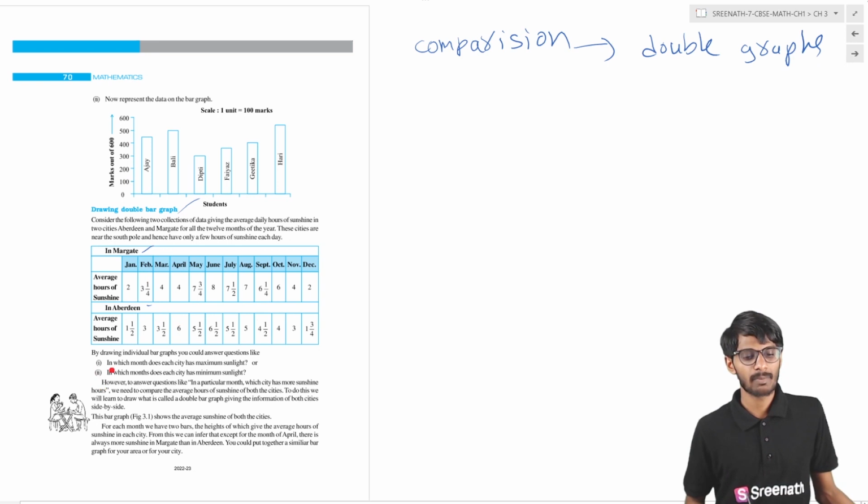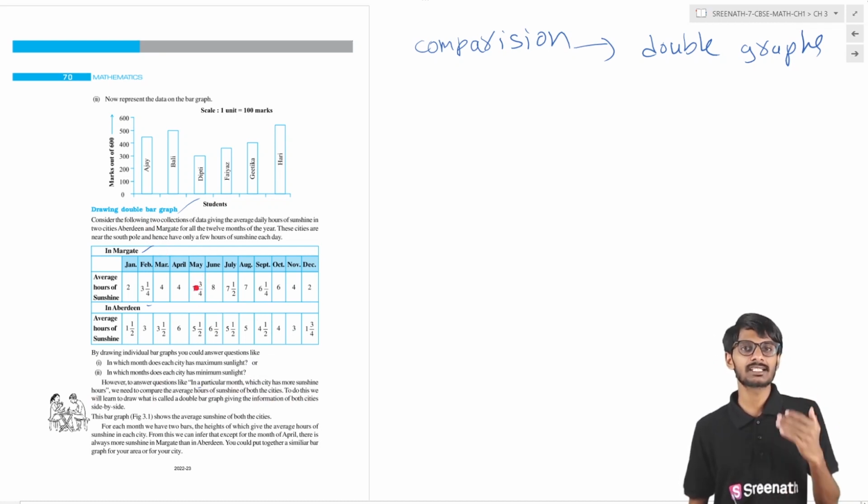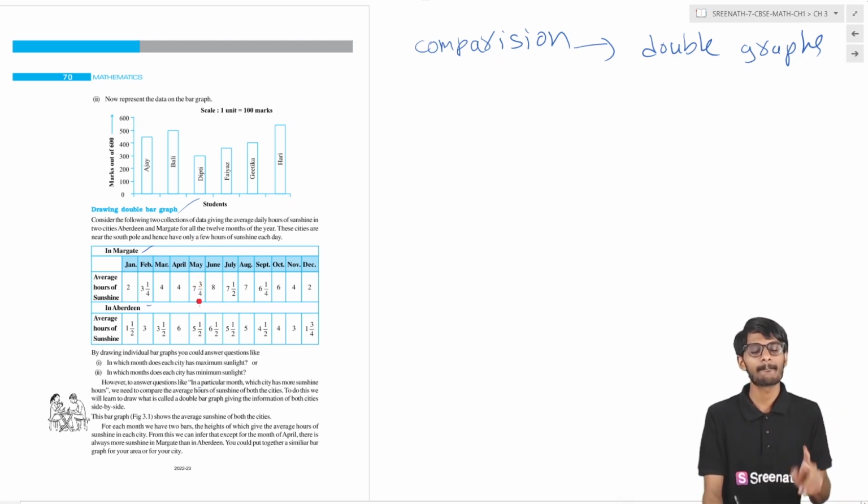By drawing individual bar graphs, you could answer questions like in which month each city has maximum sunlight. But in a particular month, which city has more sunshine? If I ask you this question, you can't answer. For a particular month, suppose March or May, which city gets the maximum sunshine? For that, you have to draw two graphs and compare both.